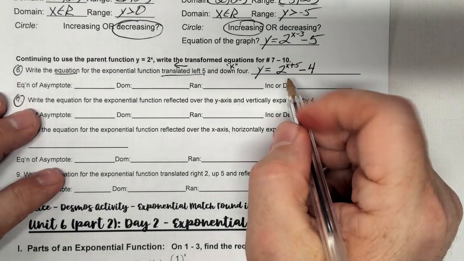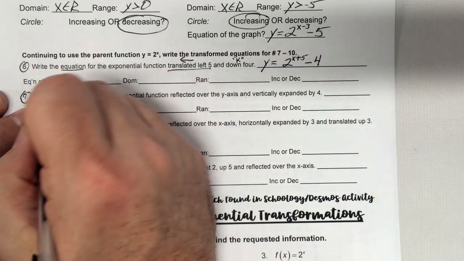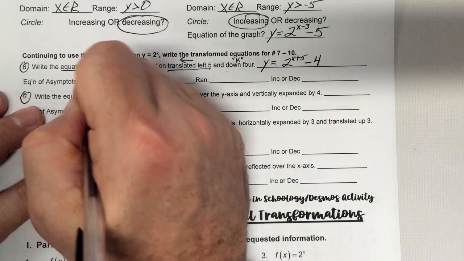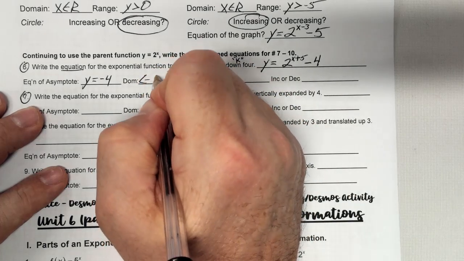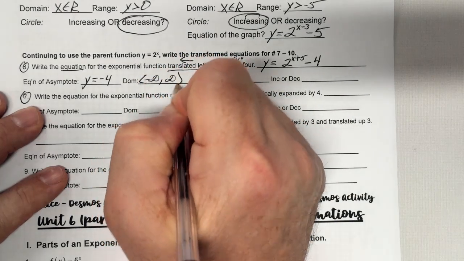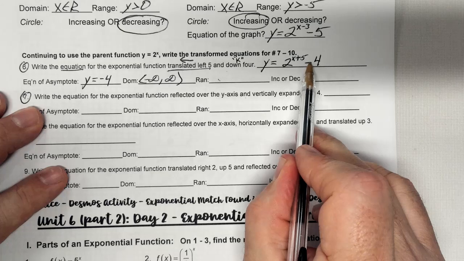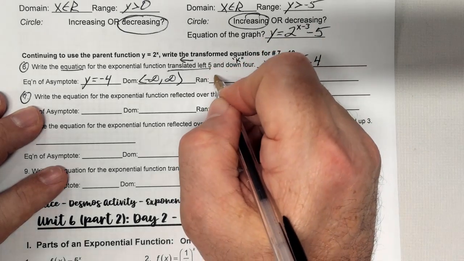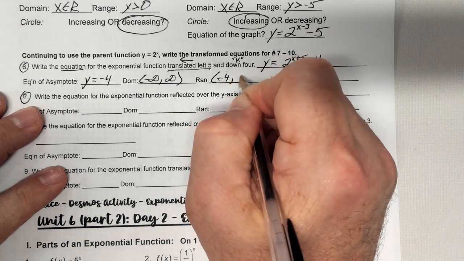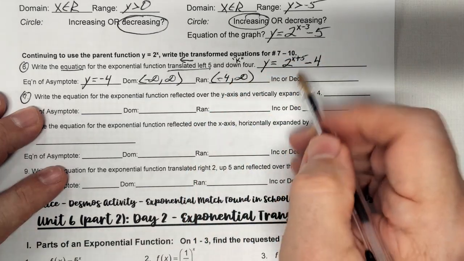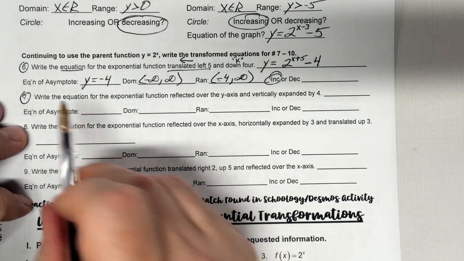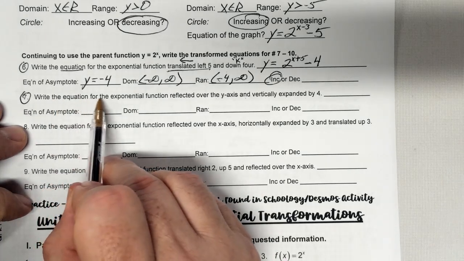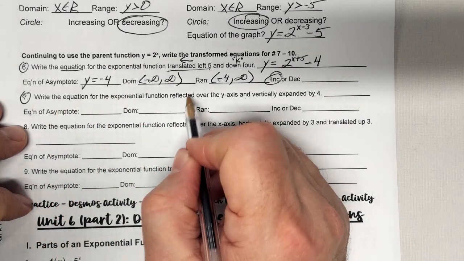So by looking at this, we should be able to tell that our equation for the asymptote will be y equals negative 4. Your domain, we'll use interval. And then your range is going to be everything above negative 4. So it's going to be from negative 4 to infinity. And then this is going to be increasing.